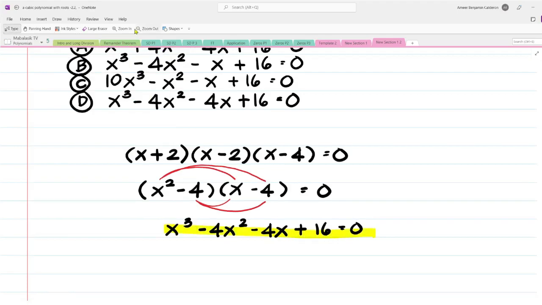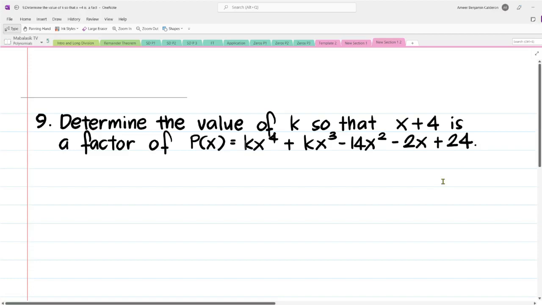Check na lang natin dun sa choices kung nasaan. Ayun, letter D. X cubed minus 4x squared minus 4x plus 16. Number 9 question. Ay, walang choices. Determine the value of k so that x plus 4 is a factor of p of x is equal to kx to the fourth plus kx cubed minus 14x squared minus 2x plus 24.